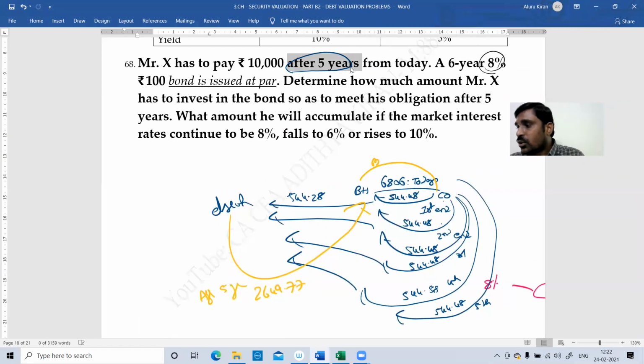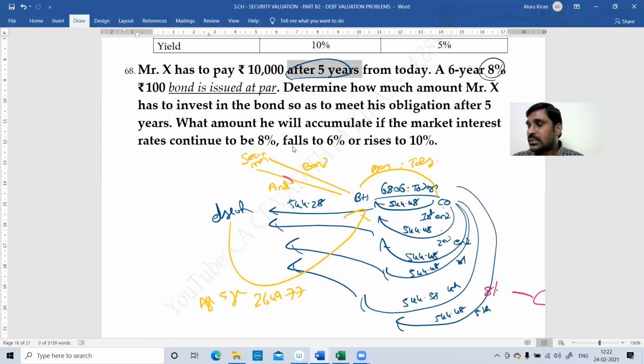Whatever bond we have received from the company, we are going to the secondary market, the stock exchange. At the stock exchange, we are selling the bond and receiving the amount. This is the sale price of the bond.